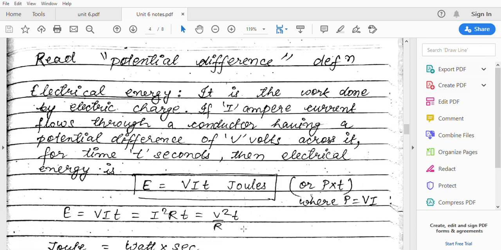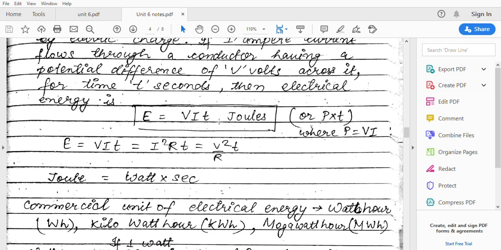And joules is watt-second, because we are multiplying watt into second. But commercially the unit of electrical energy will be watt hour. So it can be watt hour or kilowatt hour. What we get in our energy meter reading in our households or in our colleges is in kilowatt hour. That one unit, we say one unit of electricity, that is kilowatt hour. So it can be in watt hour or kilowatt hour or megawatt hour.